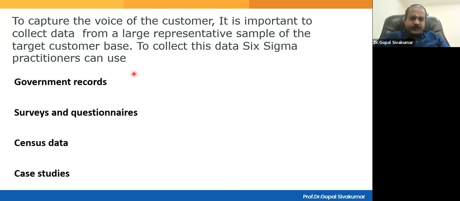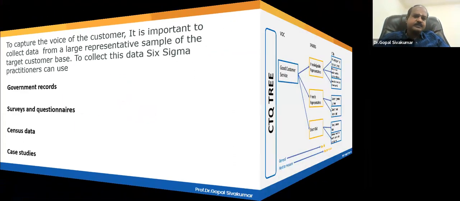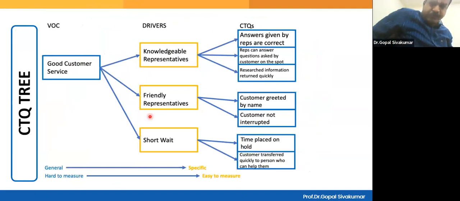If the moment you understand something is not available, you have to conduct a survey and questionnaire. That means you have to collect data. That's the point. Now, CTQ tree.